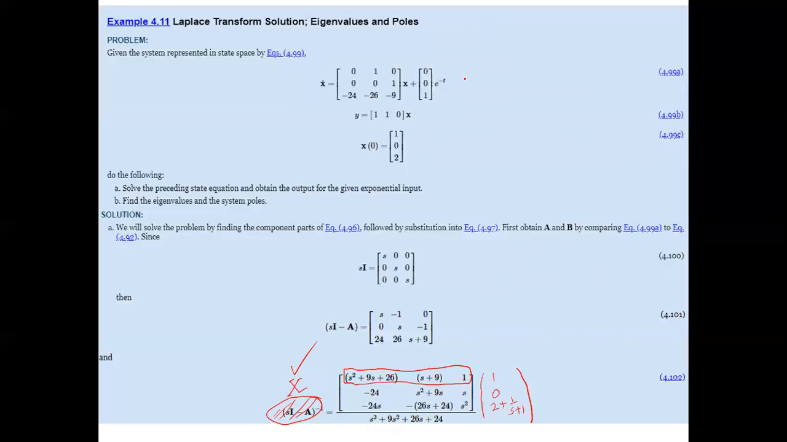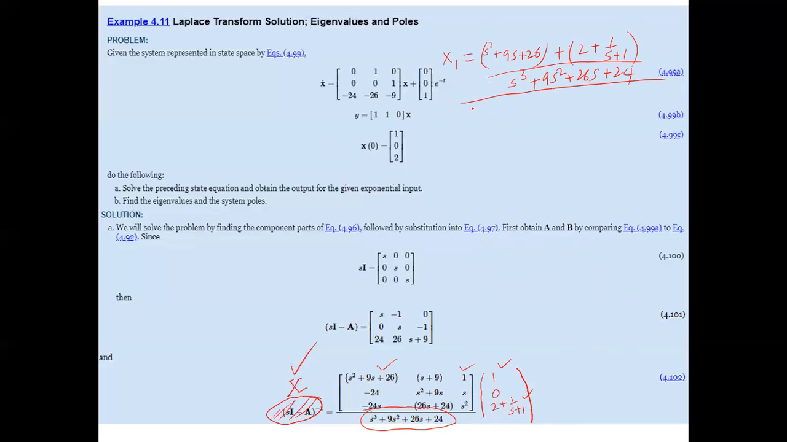Now, what is your x1? We did it last time. Your x1 is this multiplied by 1, which is s squared plus 9s plus 26 multiplied by 1. Then this multiplied by 0, which is 0. Then 1 multiplied by this plus 1 multiplied by 2 plus 1 over s plus 1. Then the whole thing divided by this guy here on the bottom. This is the determinant, right? s cubed plus 9s squared plus 26s plus 24. So we did this last time up to here.